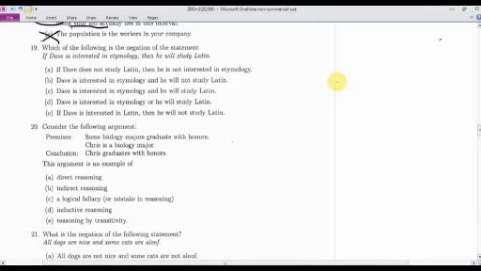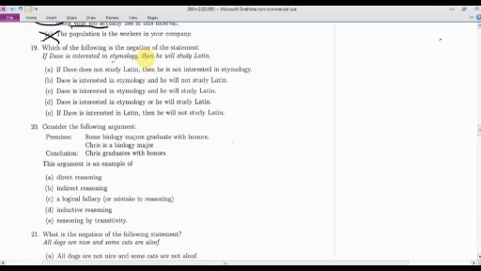Okay, question 19. Which of the following is the negation of the statement, if Dave is interested in, I don't know what that word is, we'll call it homology, okay, then he'll study Latin. Now, to negate an if-then means something has to have happened already, which means it's not an if-then anymore. So if Dave is interested in this, he'll study Latin.